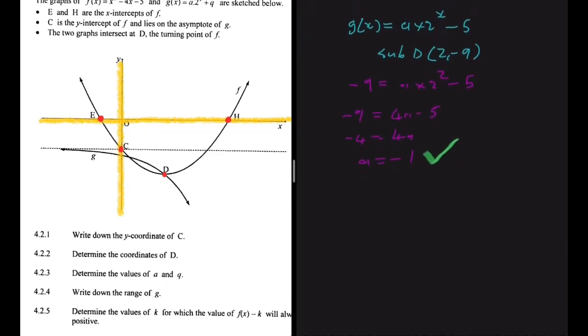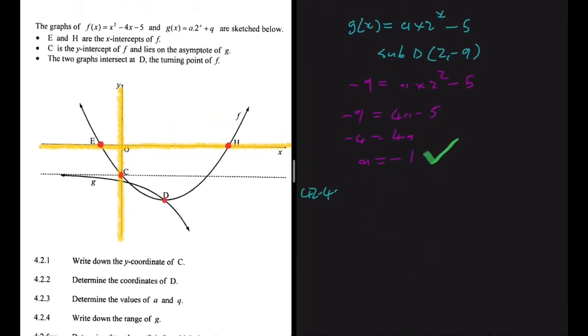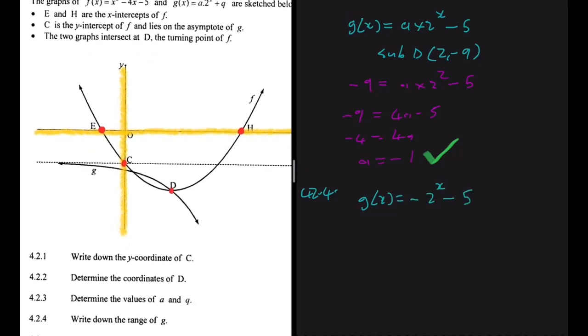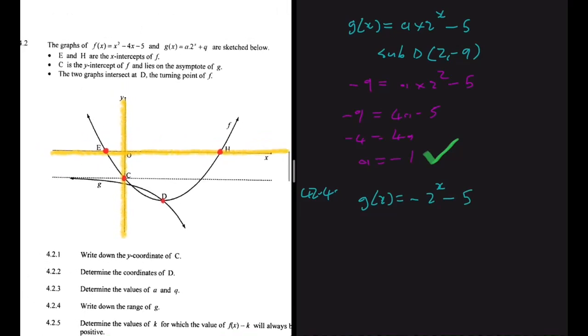Let's do 4.2.4. 4.2.4 is saying let's write down the range of g. So we have g of x being equal to minus 2 to the x minus 5, and we're supposed to determine the range of the graph. We can just easily look at the sketch here.